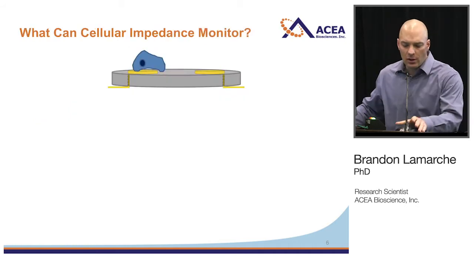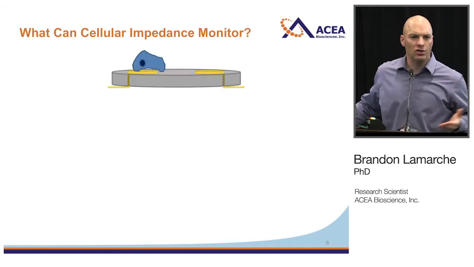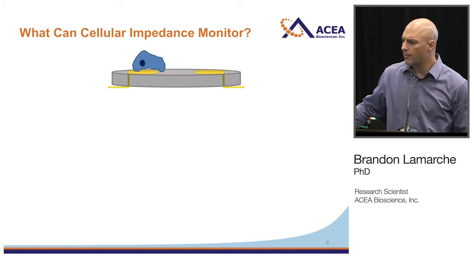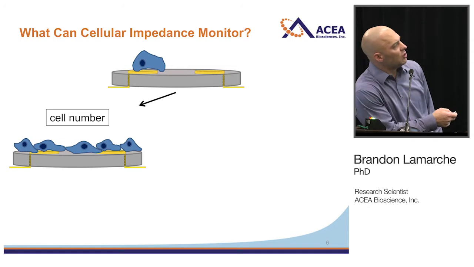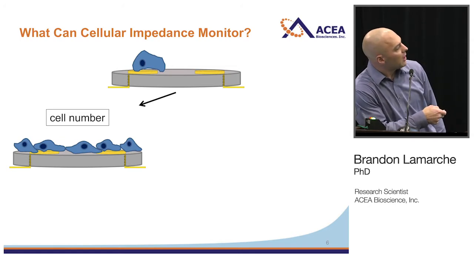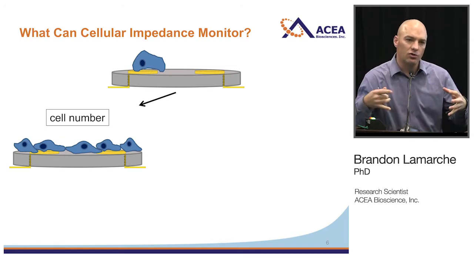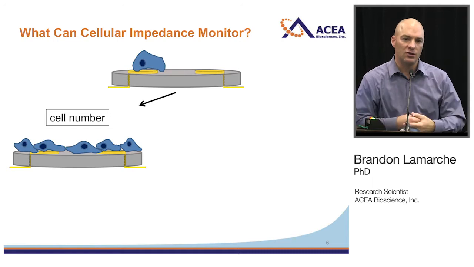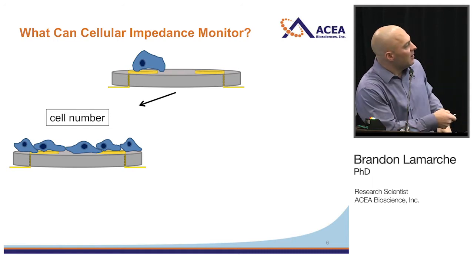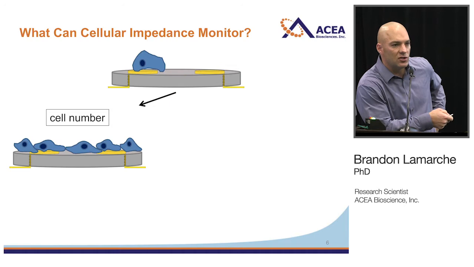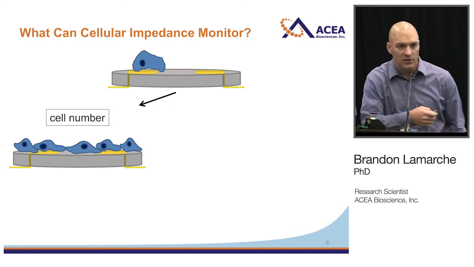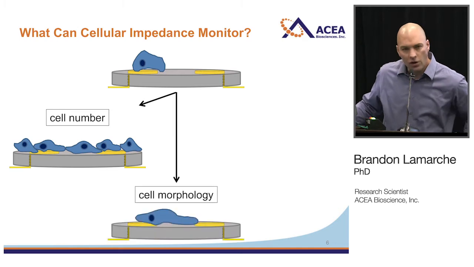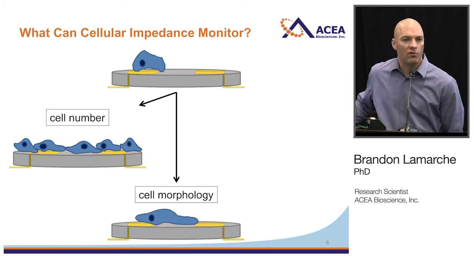So that's what xCELLigence is, and that's how it works. The question is, well, what kind of biology can you do with the system? Well, the first thing you can measure is changes in cell number. As you go from having a single cell to having multiple cells, the overall surface area that's being taken up by these cells now is very different. The reduction or the resistance to flow in electric current is much more dramatic here than it is in this case. Another thing you can pick up on are changes in cellular morphology.